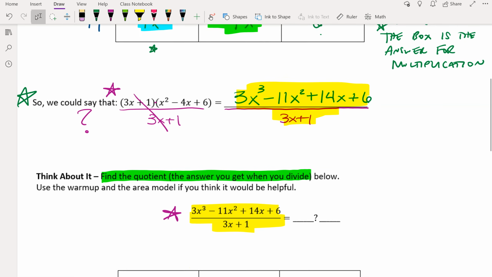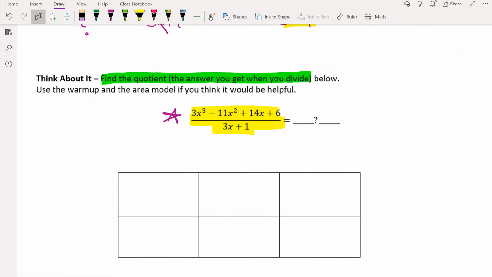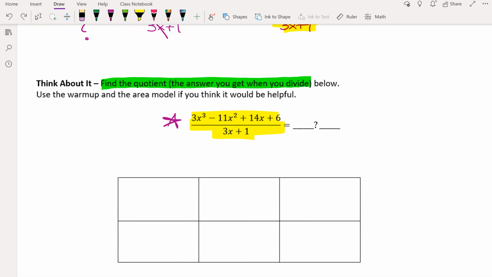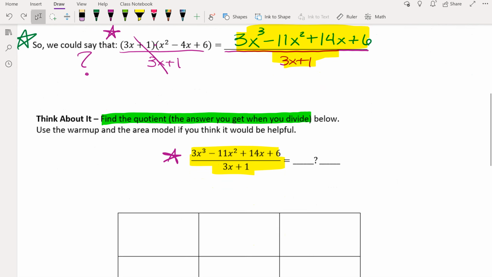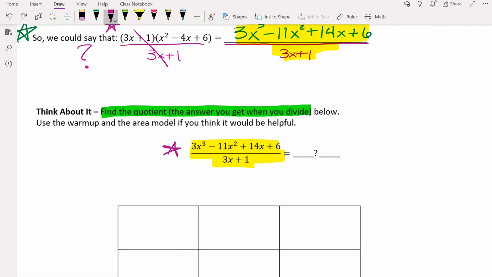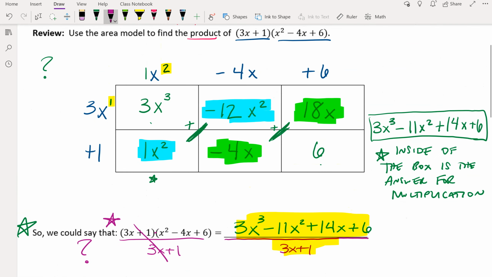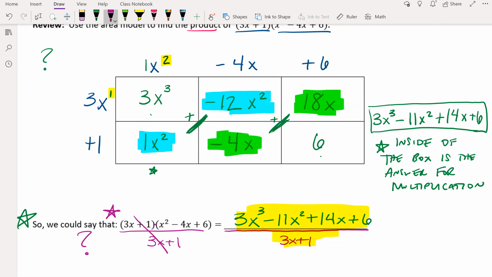When you're trying to find a division problem, you're going to use the area model in the same way that you use it for multiplication, except you're going to reverse engineer the box. So let's think about where the 3x plus 1 was on our box. Actually, this thing, the numerator, showed up where in our warm-up? Inside or outside the box? The numerator is right here. That was inside our box, right?